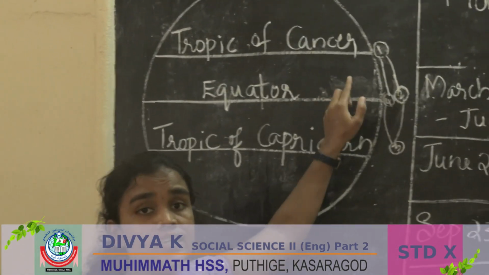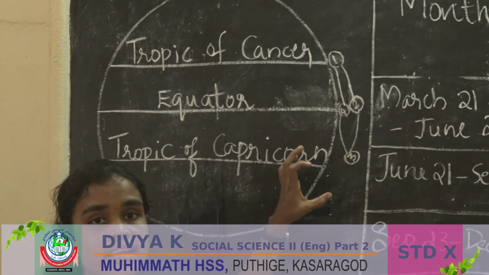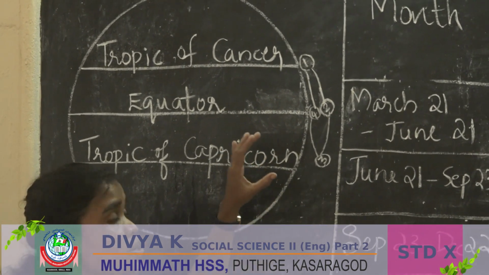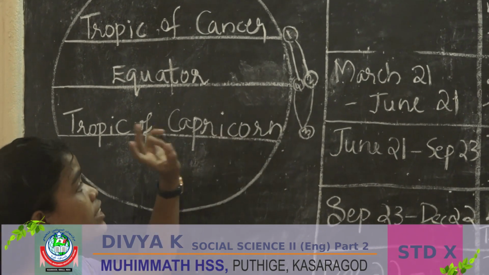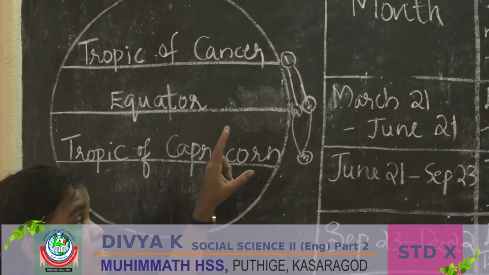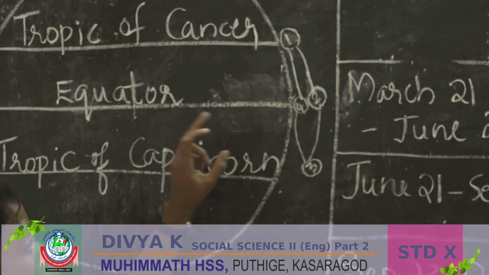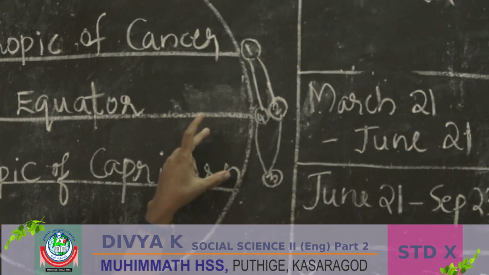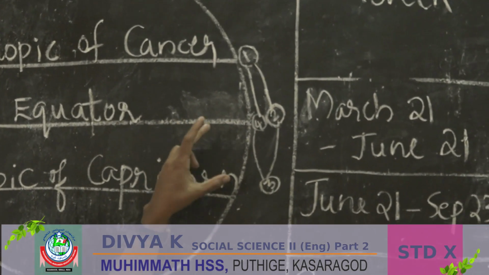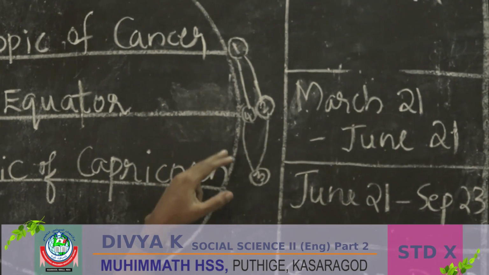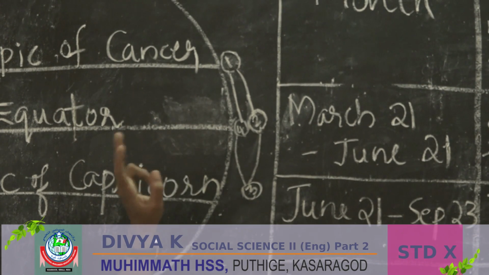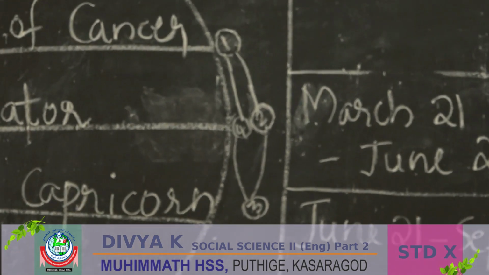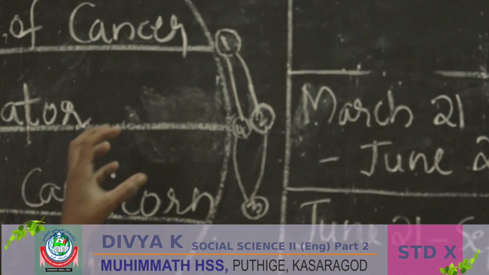So, how does it cause seasonal changes? Which seasons occur due to the apparent movement of the sun? Different seasons occur, which are the spring season, autumn season, summer season, and winter season, due to the apparent movement of the sun, and it continues in a cyclical manner. Is it clear? Let's look here.